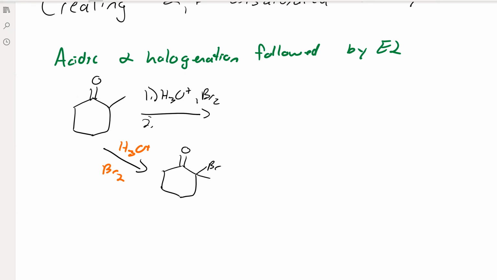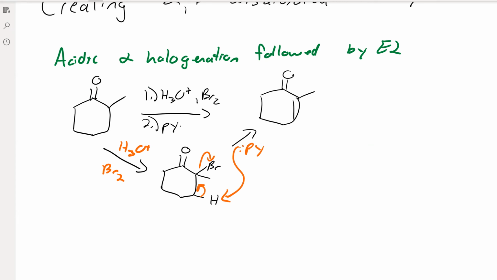And then in the second step, we add some kind of base, usually pyridine. And that'll do an E2 elimination. So it's going to grab that beta hydrogen, form an alkene, and then kick off the bromine to form our alpha beta unsaturated ketone.